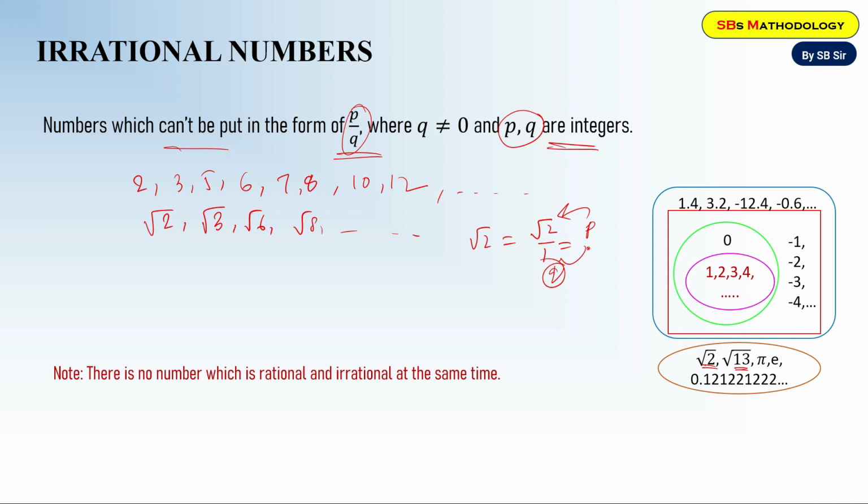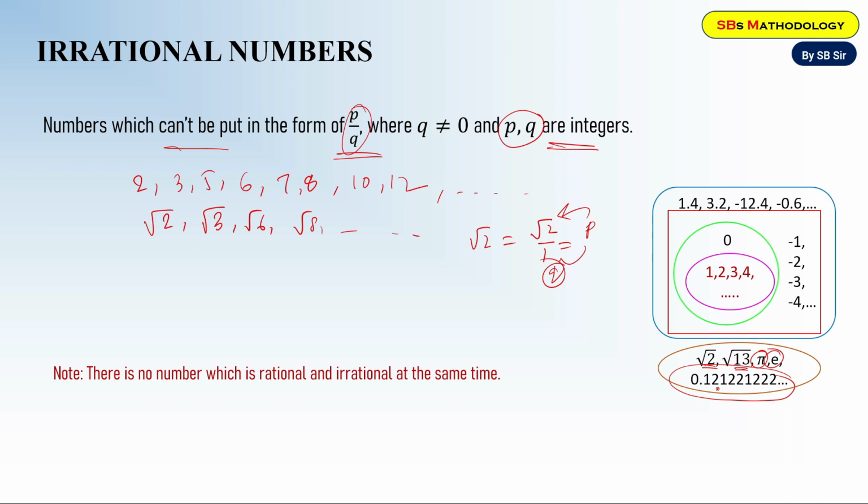This is why, if these kinds of numbers cannot be put in the form p by q, they are irrational numbers. Also, there are transcendental irrational numbers, that is pi and e. Also there are numbers which are non-terminating, non-repeating decimals, that is, numbers which make a rhythmic pattern.